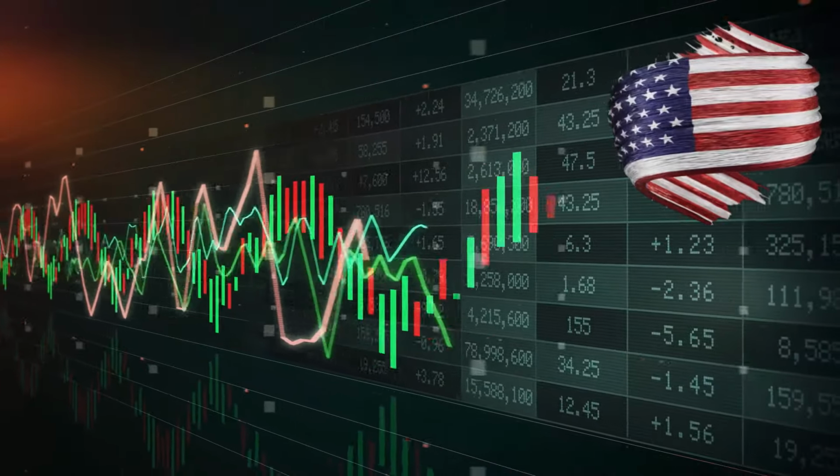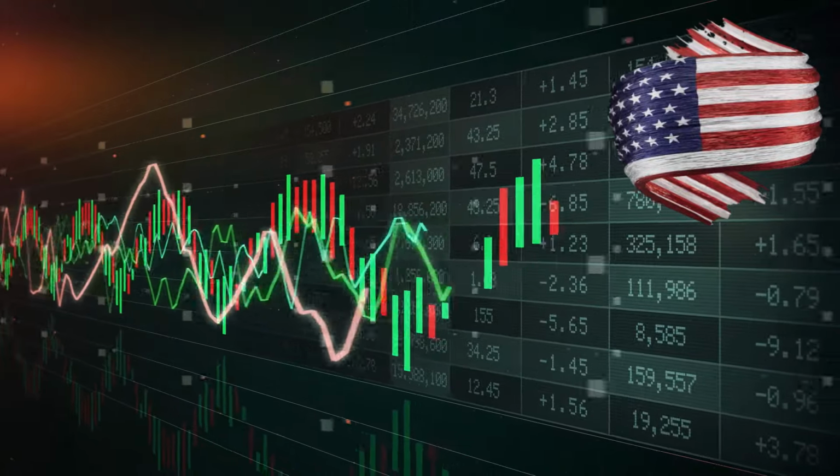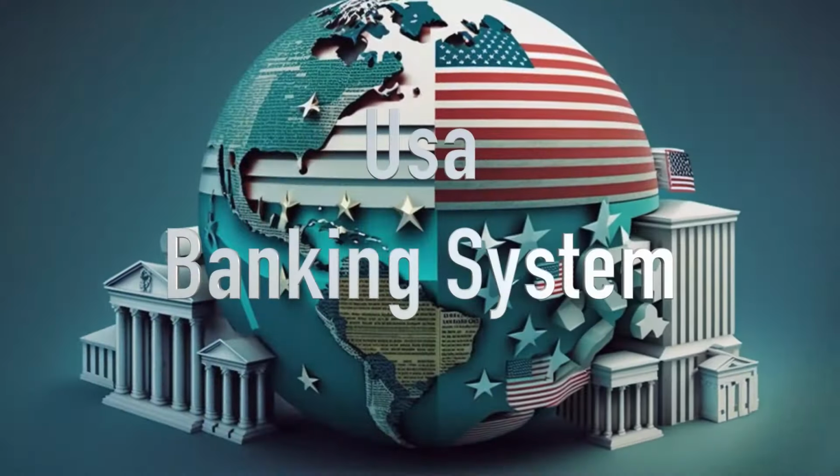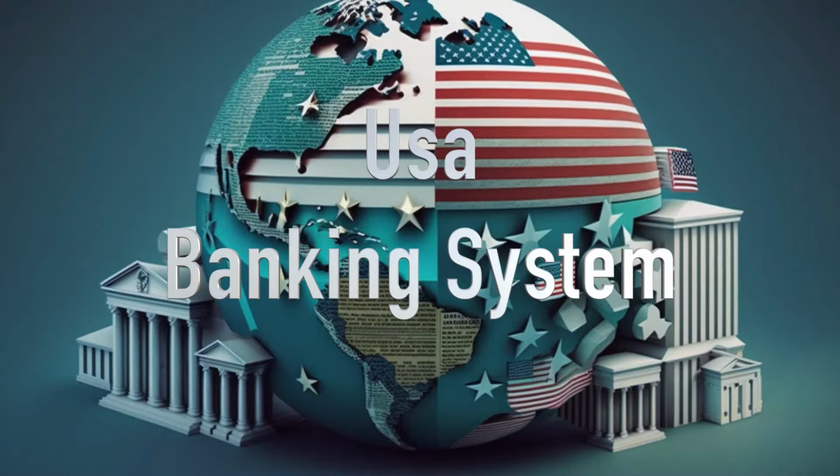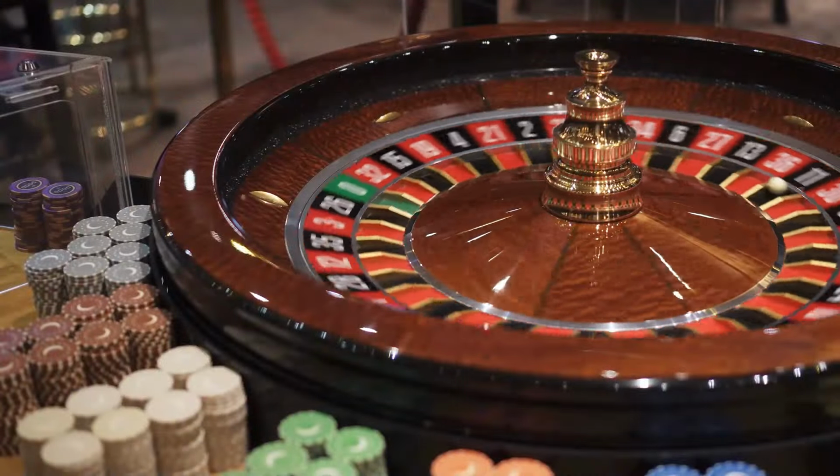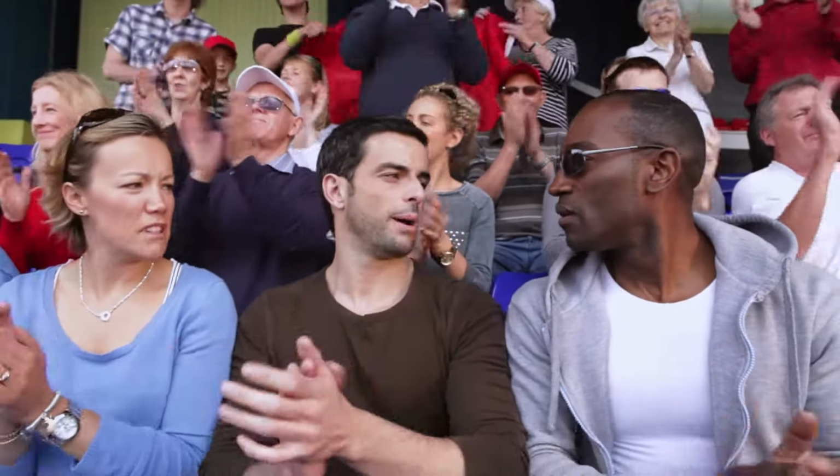In the US, while most of the economy functions as a free market, the government regulates some industries, like banking, and places restrictions on others, like gambling, for the overall welfare of the people.